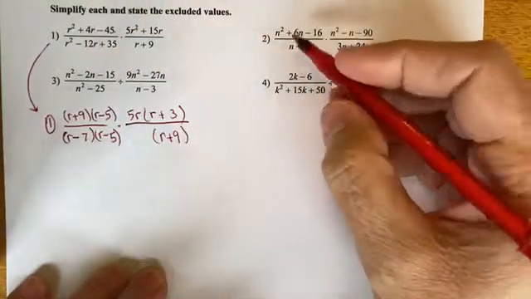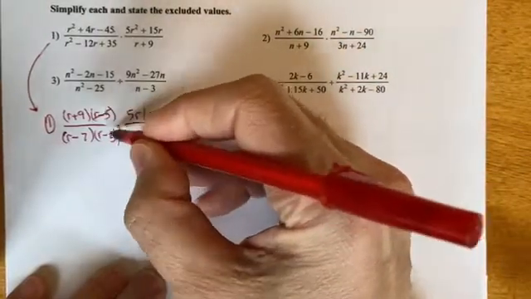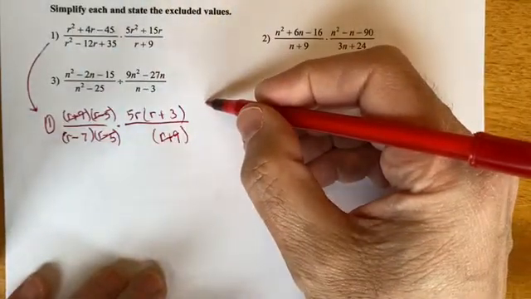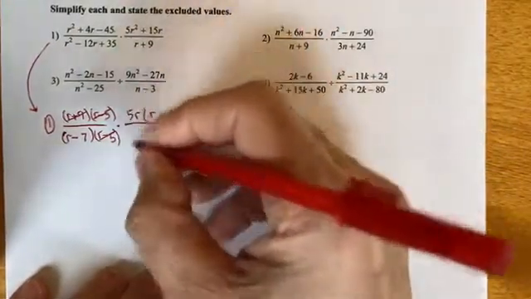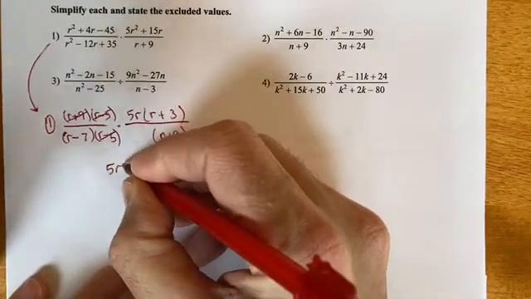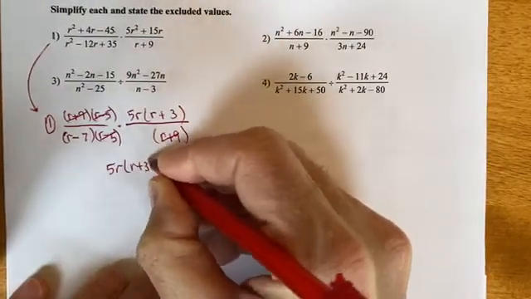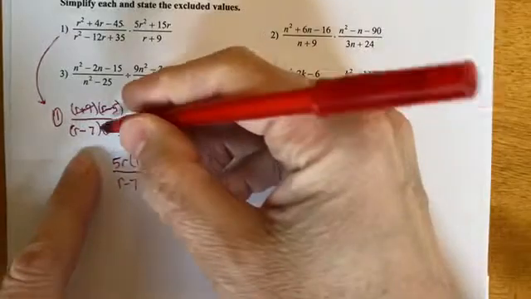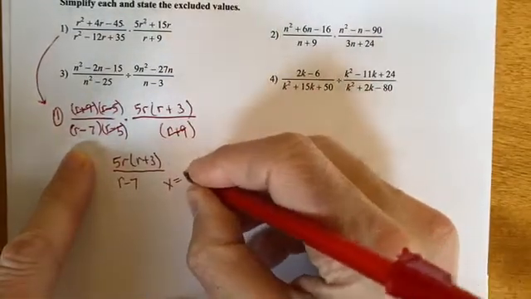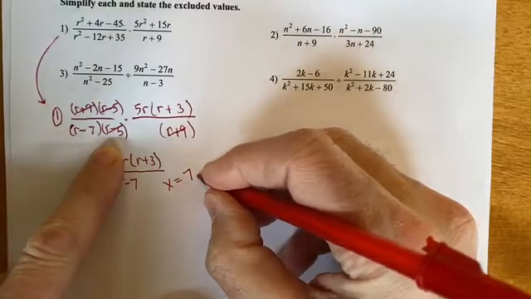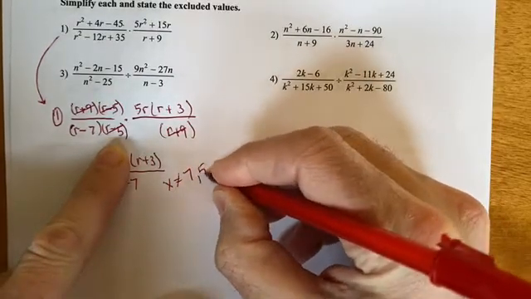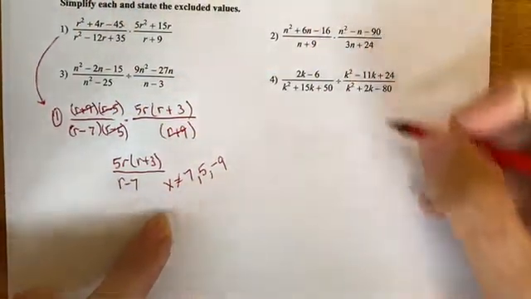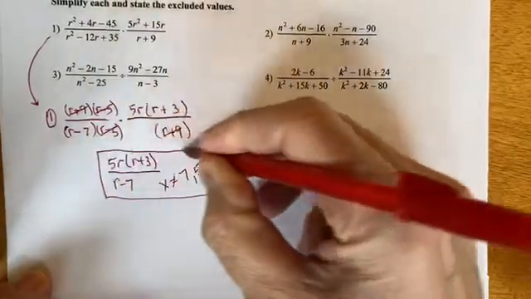So now we can just cancel what we can. These r minus 5s cancel. The r plus 9 cancels. And that is it. So in the numerator, 5r times r plus 3, and in the denominator, r minus 7. The excluded values, it looks like r cannot be positive 7, positive 5, negative 9. And that's it. So here is the answer for number 1.